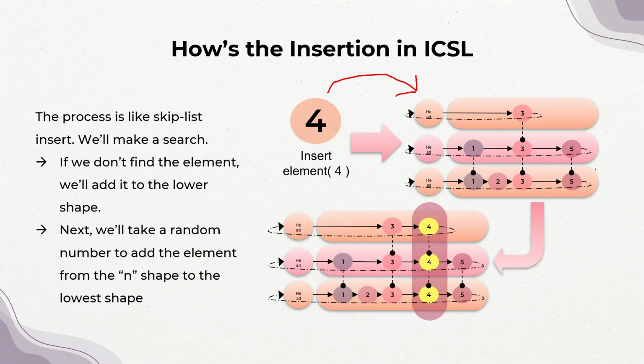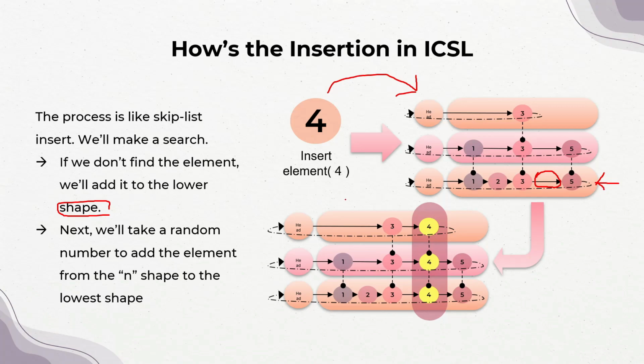So when we are in the lowest layer, we add the element to this layer. Why? Because 4 is smaller than 5, but it's bigger than 3. So if we don't find the element, we add it to the lowest layer. In this case, the lowest layer is this.